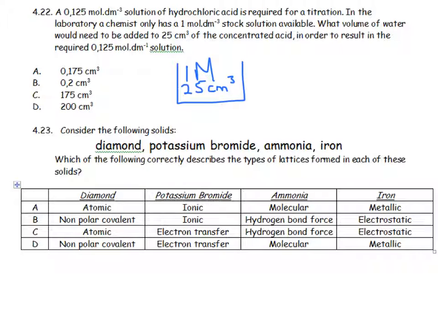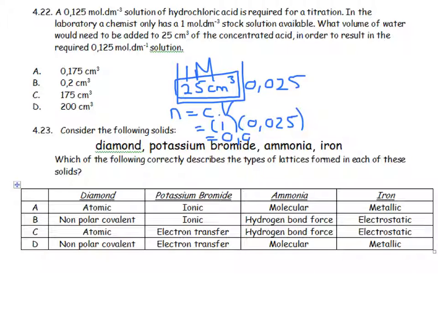and then I'm going to be taking 25 centimeters cubed of that. So in order to do that, I'm going to say number of moles is equal to concentration times volume, and I need to change this into decimeters cubed. So it's 0,025 multiplied by 1. And the number of moles going across is going to be your constant.